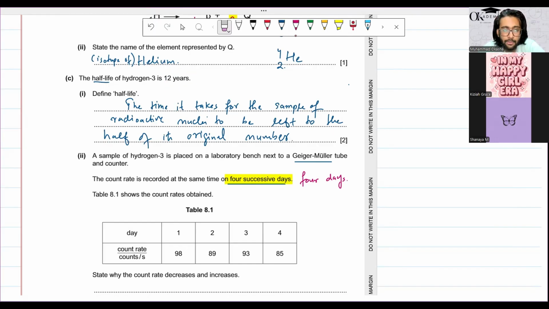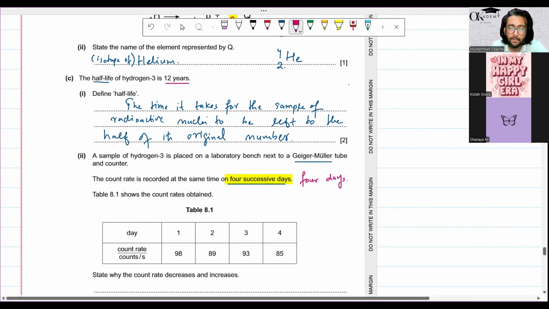So if it takes 12 years for the radioactive sample to become half, do you think you'll notice any results in 4 days? Of course not. 4 days is not going to give you any measurable result, because it is way too short compared to the half-life of 12 years. So if you look at the count rate, it is pretty random. 9898, it seems like it's decreasing, but then it jumps up again and then decreases again. This is random because we are observing on a very short time scale.